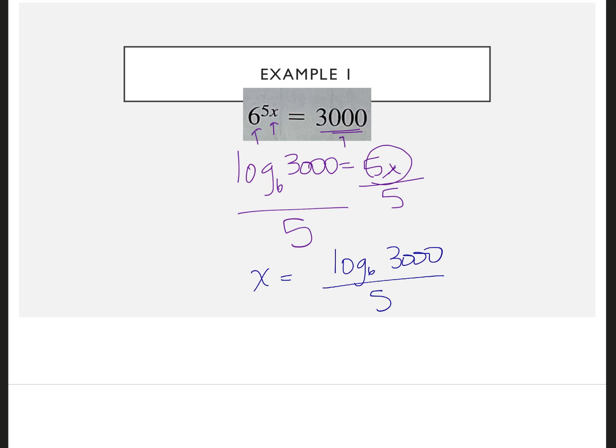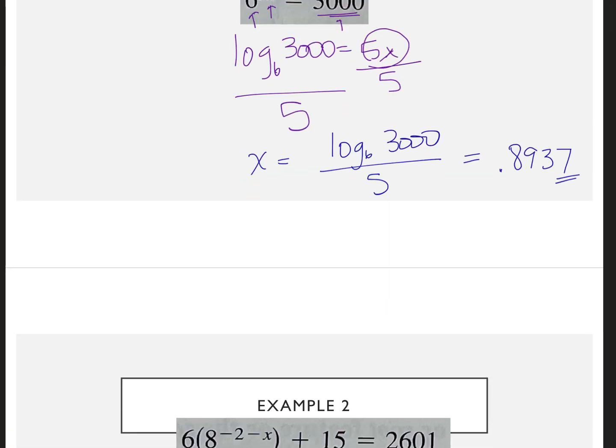Now, if you do have a calculator, you're going to have to learn how to type in log base 6 of 3,000 in your particular calculator, and every calculator is slightly different. So if you can't get the decimal answer that I'm about to put on here, come and see me and I will help you with your calculator. If you don't have a scientific calculator, I can show you how to do this in Desmos. The answer that you should be getting is 0.8937. That's a rounded number, to 4 decimal places. All right, let's keep going.